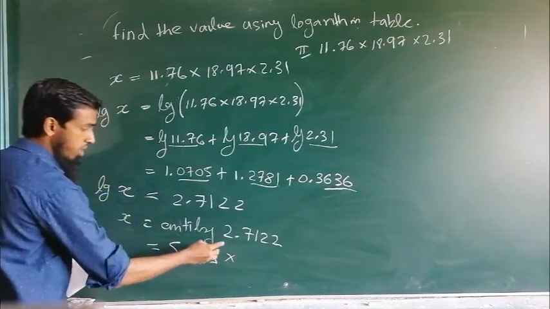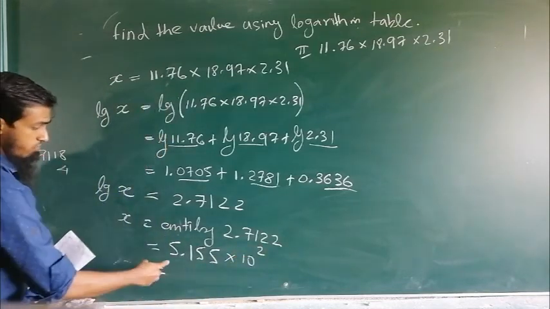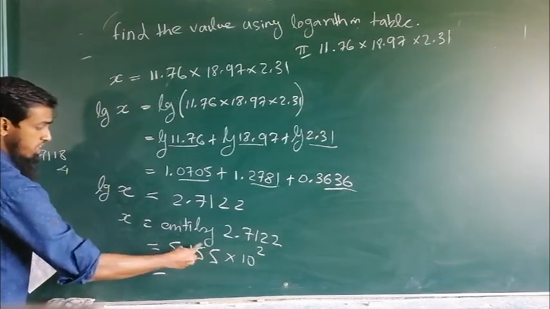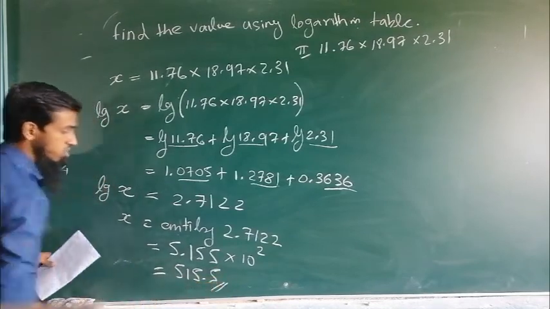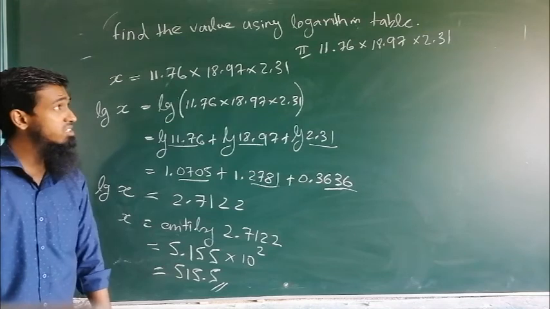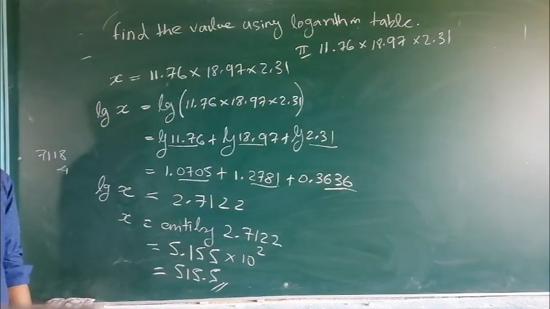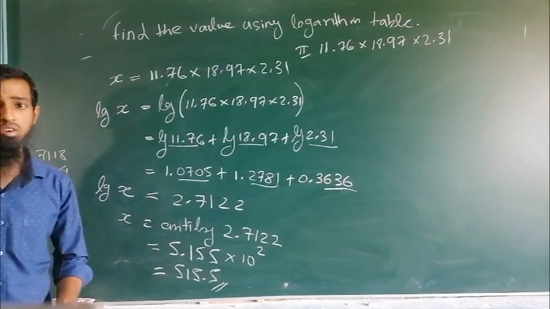So the characteristic part is 10 to the power 2. So finally 5155 multiplied by 100. So you can move the decimal place: 515.5. So that is our answer. So likewise with multiplication we are doing using the logarithm table, we can easily find the value. So we'll discuss what about division. If we get a division, how do we use the logarithm table?